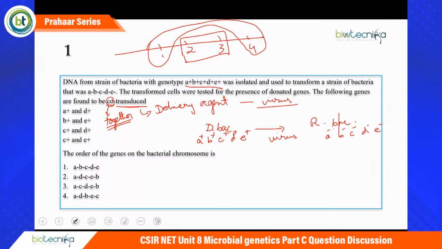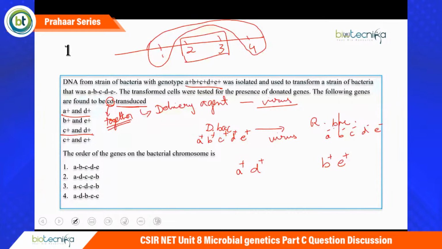Okay, so here the transfer method is transduction, so the genes will be co-transduced. The genes which are co-transduced give us the idea that they are present in strong linkage. And genes will be present in strong linkage only with their neighboring genes. So if A and D are co-transduced, it means A and D are present pretty close to each other, right? Now B and E are co-transduced, meaning B and E are also present pretty close. Now another one is C and D co-transduced.